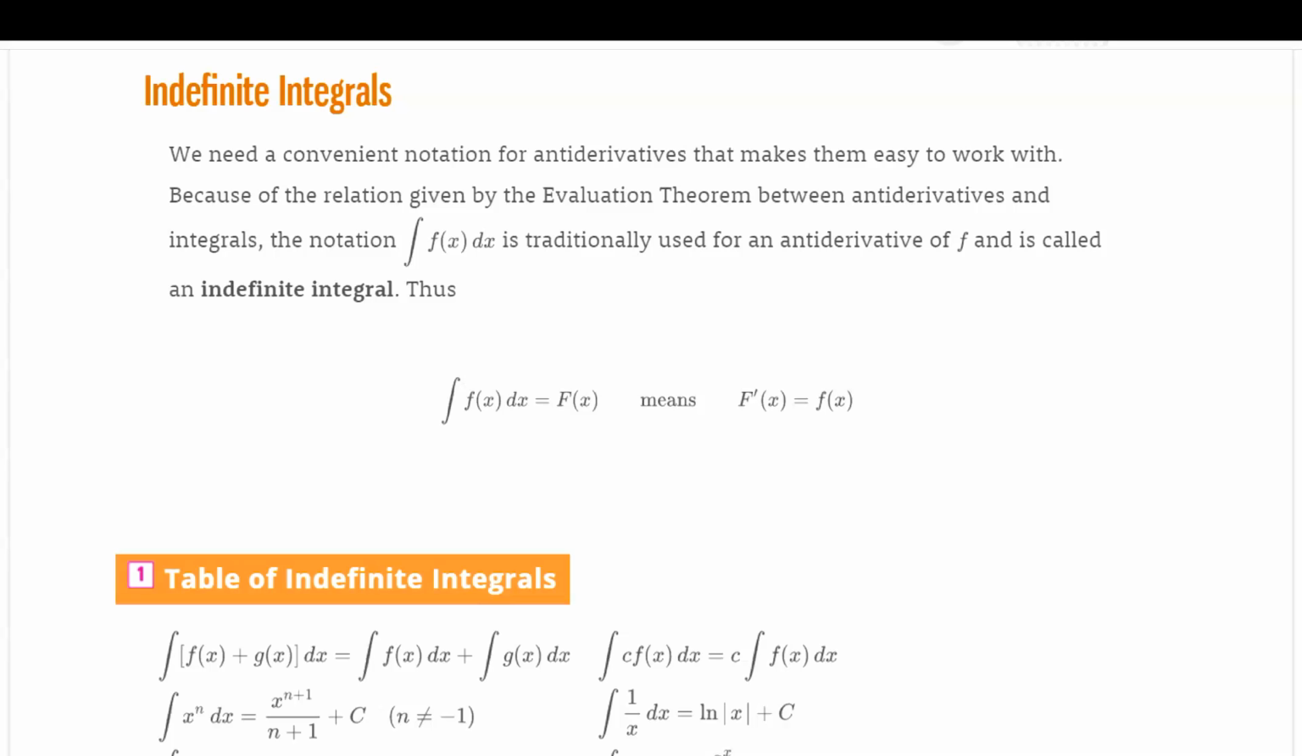So we learned about definite integrals, and now we have indefinite integrals, and the difference between them is the limits of integration. So the definite integral has the a and b limits of integration on the integral sign. The indefinite integral does not have that, and it says here the integral of f of x dx is traditionally used for an antiderivative and is called an indefinite integral.